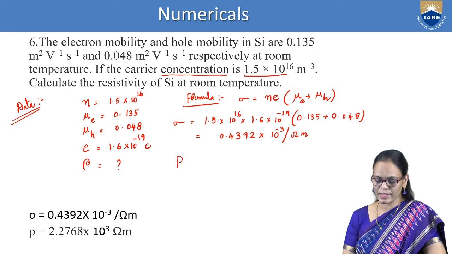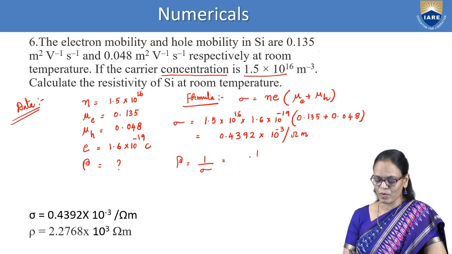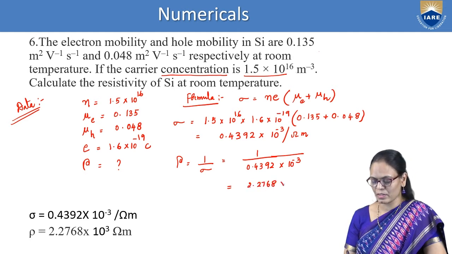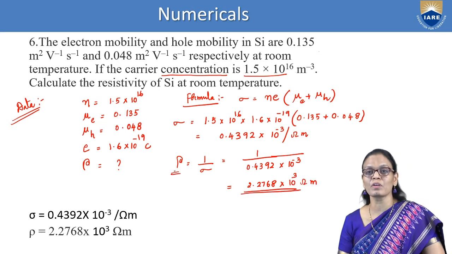Now to calculate the resistivity, what we do, resistivity is 1 upon conductivity. So 1 upon 0.4392 into 10 power minus 3. So we get 2.2768 into 10 power 3 ohm meter. So this is the value of resistivity.